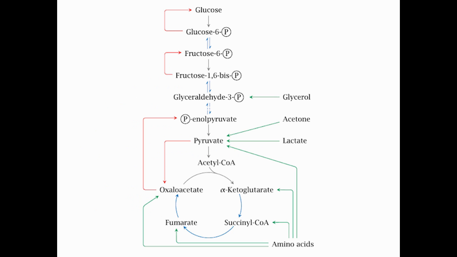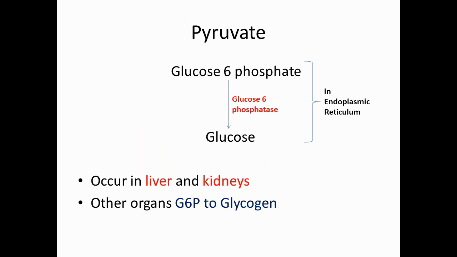So now we'll see the last step of making glucose, which is glucose 6-phosphate into glucose. Glucose 6-phosphate gets converted into glucose with the help of the glucose 6-phosphatase enzyme, and this reaction occurs in the endoplasmic reticulum in the cytosol. This occurs only in the liver and kidneys, and other organs will convert glucose 6-phosphate into glycogen. They don't convert glucose 6-phosphate into glucose.